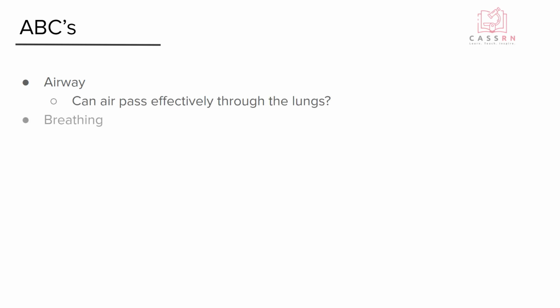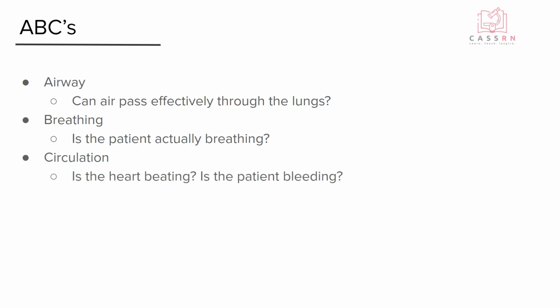Another one that's very common that most people have heard of is the ABCs. This is just airway, breathing, circulation. So airway: can the air pass effectively into the lungs? Breathing: is the patient actually breathing? And circulation: is the heart beating or is the patient bleeding? Because if they're bleeding out, that's a very important thing that we need to take care of before we move on to other things. Also, make sure to prioritize your patient over equipment, because it's easy to get stuck in the equipment, but make sure you're assessing your patient first and then assess the equipment.